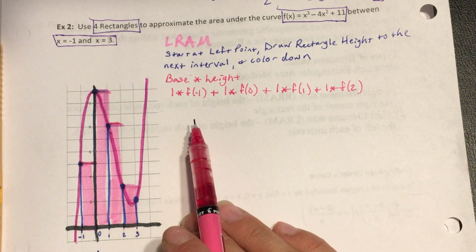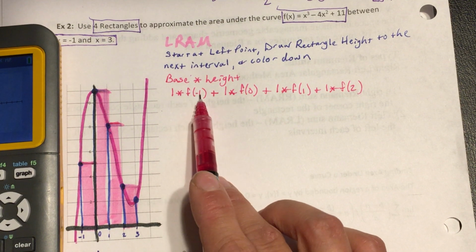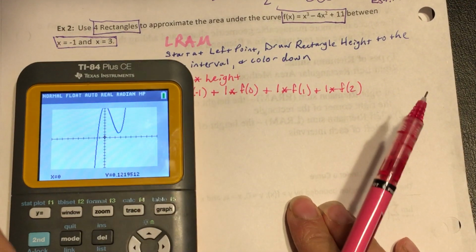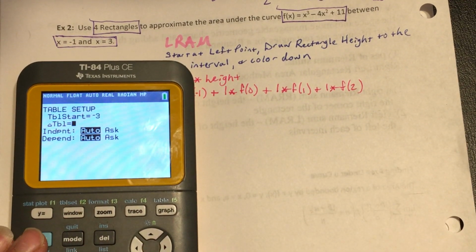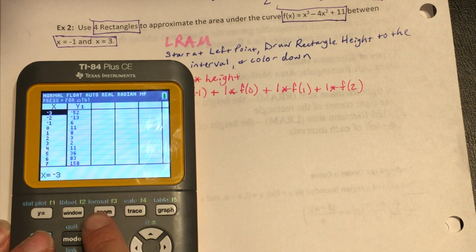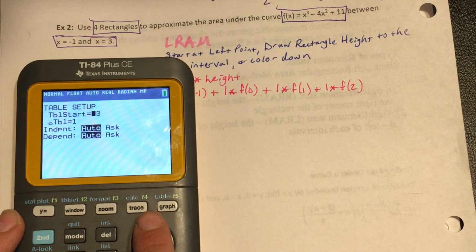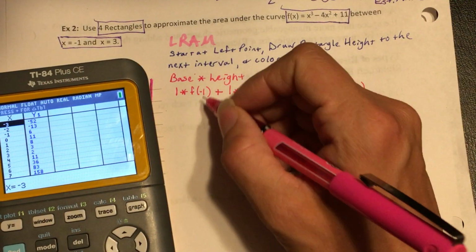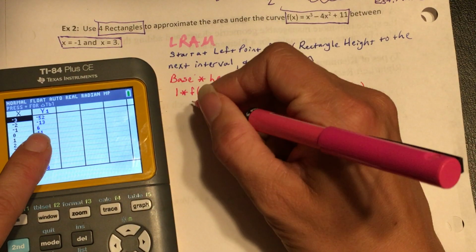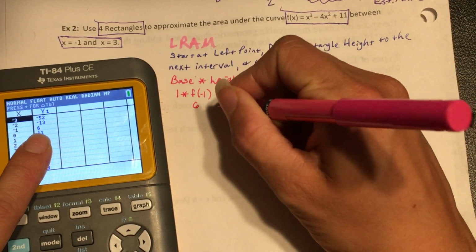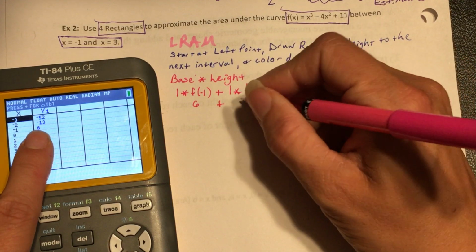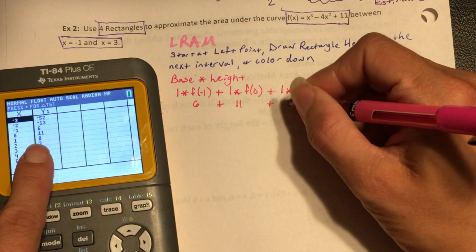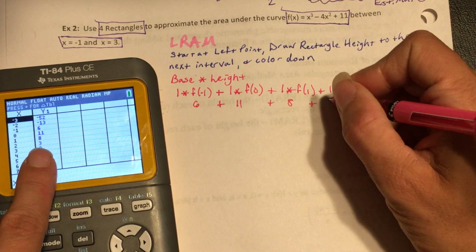So now that we have all that lovely work shown, we now want to find f of -1, f of 0, f of 1, and f of 2 exactly. Now, because these are all nice whole numbers, I'm going to go ahead and go to the table. And from the previous problem, if you change your table settings, you may want to change that back from 0.5 to 1. And now I can see that 1 times f of -1 would be 6. And then plus 1 times f of 0, that would be 11. 1 times f of 1 would be 8. 1 times f of 2 would be 3.